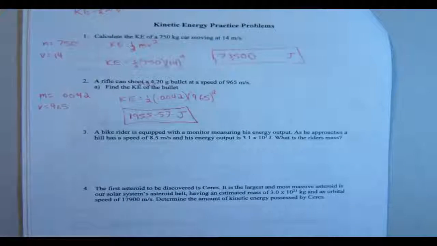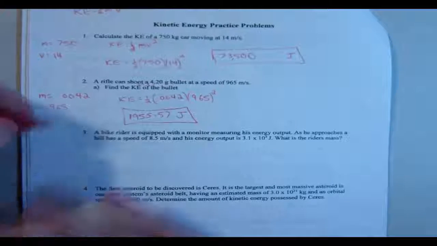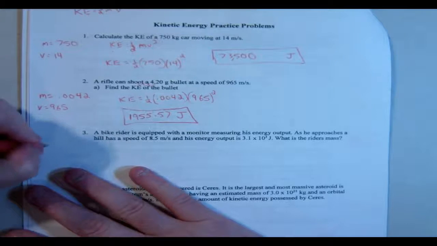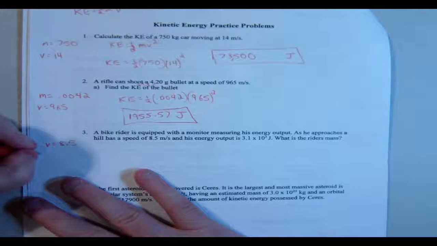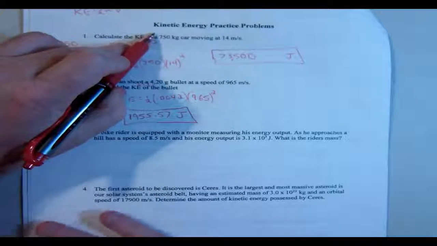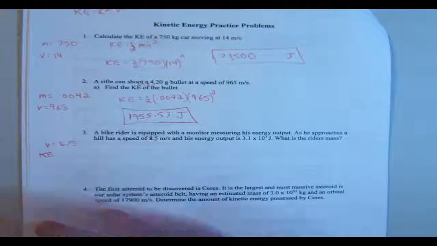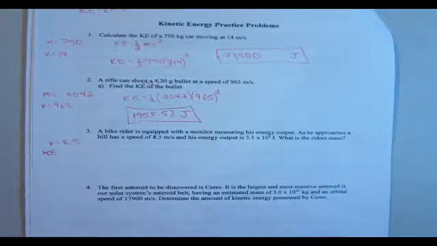Okay, so now we get to do something a little bit different. That's a little refreshing. So let's write what we got. Velocity equals 8.5. Energy, we know it's kinetic energy because the whole page is called kinetic energy, but also that's velocity, so it's got to be kinetic, right? Or else we wouldn't have been able to figure it out.